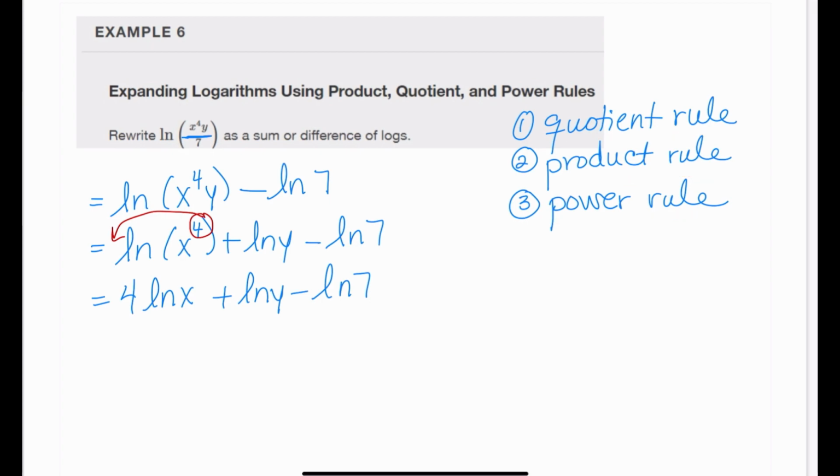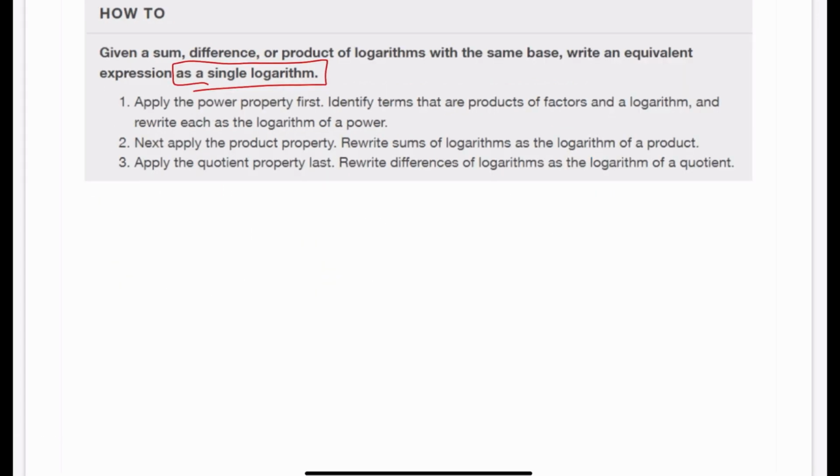We're actually going to first apply the power rule, the power property, then the product rule, and finally the quotient rule. So we literally are going to go backwards. Let's go ahead and see an example.